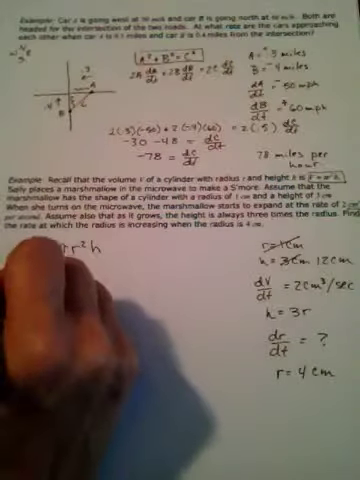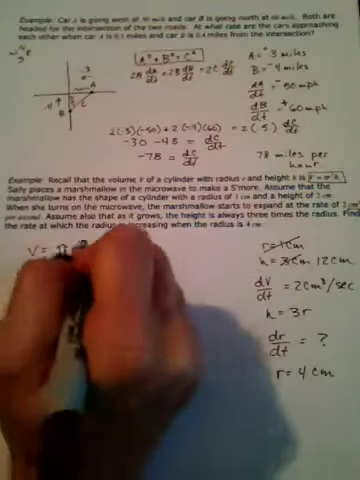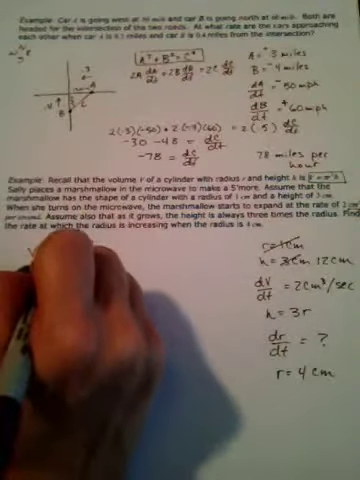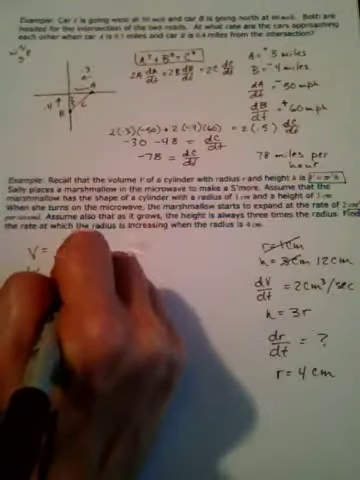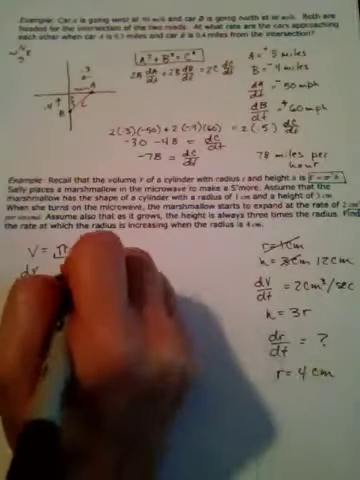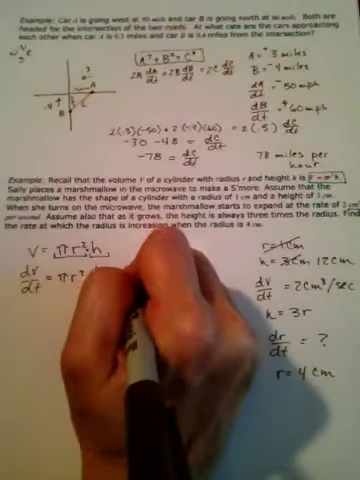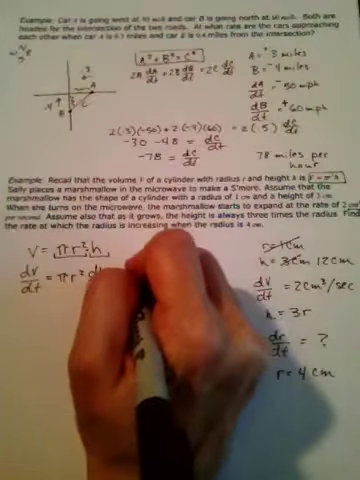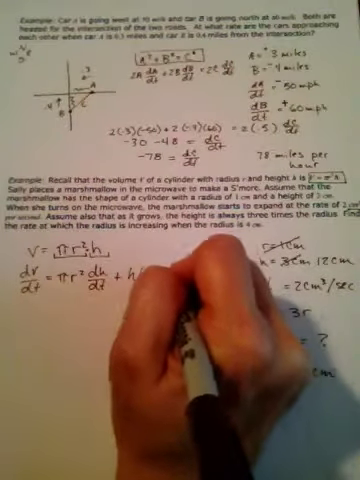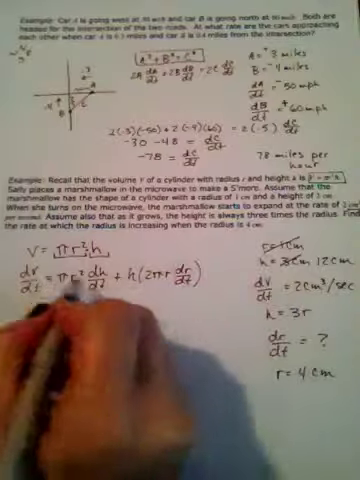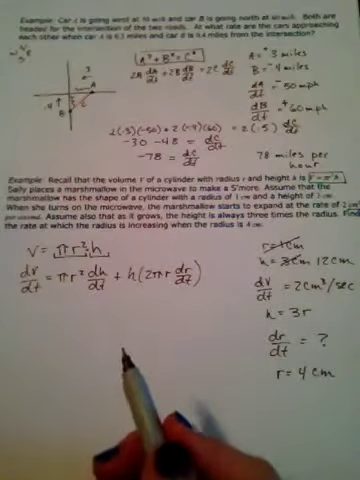So the derivative of V is dV dt equals, now I need the product rule to take this derivative. My first function will be pi r squared, my second will be h. So first function, pi r squared, times the derivative of the second, dh dt, plus my second function, h, times the derivative of my first function, 2 pi r to the first dr dt. And this is the equation that relates everything. So now I'm going to start plugging in what I know, see what I still need to find my unknown.